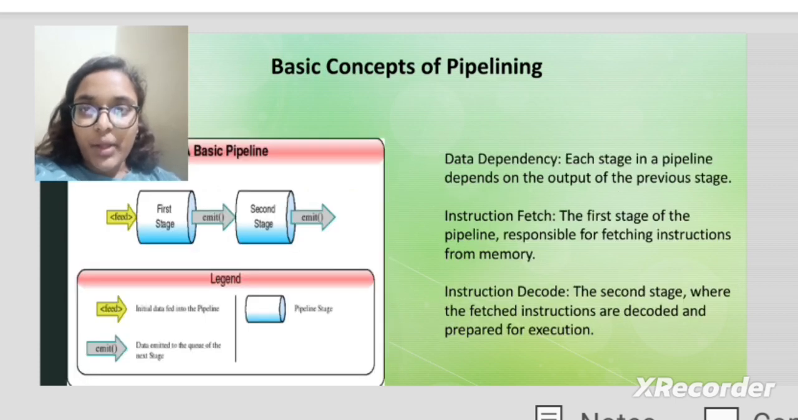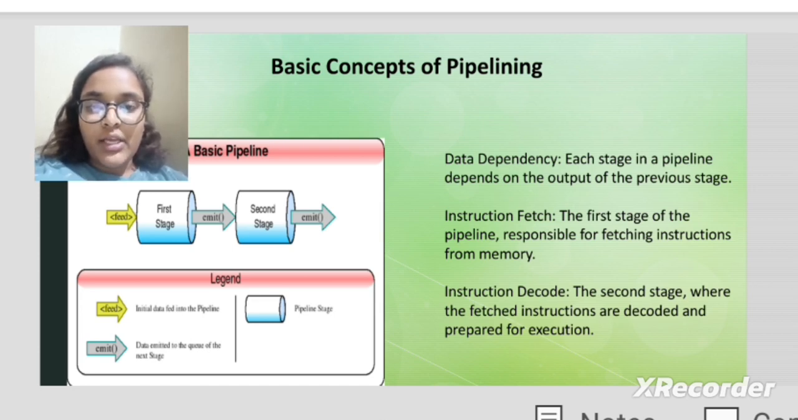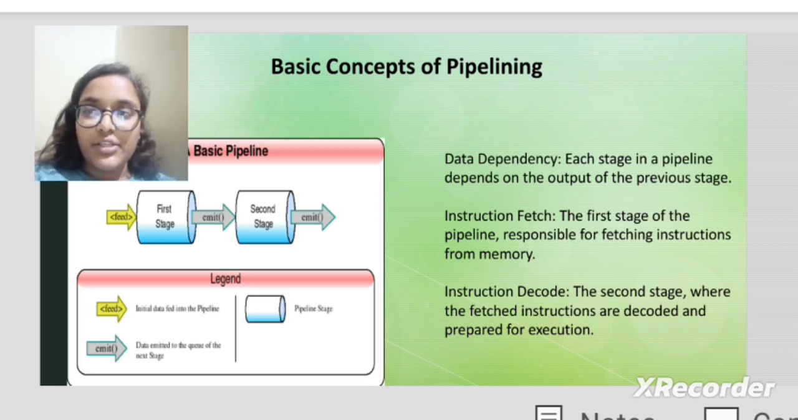Next is basic concepts of pipelining. Data dependency: each stage in a pipeline depends on the output of the previous stage. Instruction fetch: the first stage of the pipeline, responsible for fetching instructions from the memory. Instruction decode: the second stage, where the fetched instructions are decoded and prepared for execution.